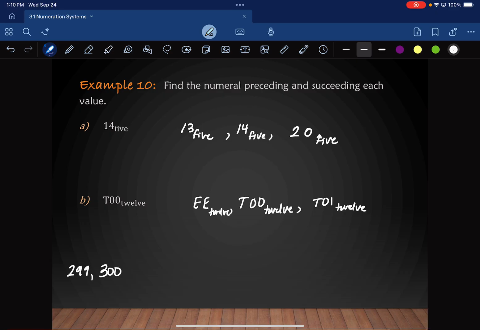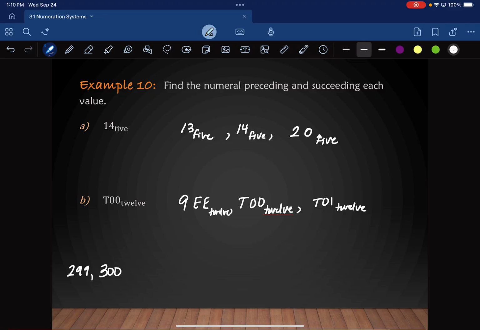And the number at the beginning needs to decrease, right? 3 turned into 2 by 1. So the number at the beginning is a T. T is the number 10 in that system, right? T is 10. What's before T? 9. So this is 9EE.